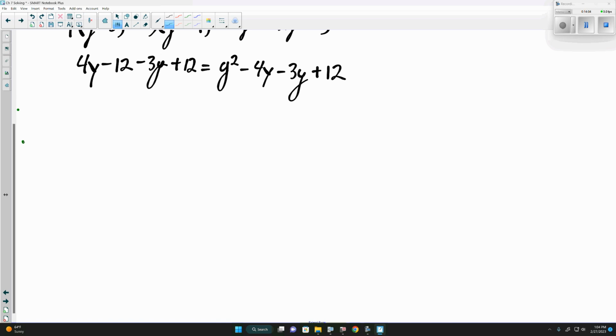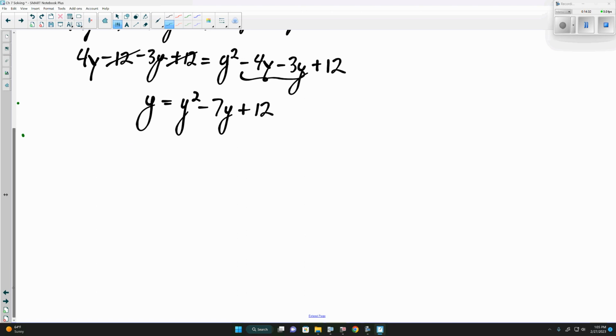Now at this point here, we combine like terms. 4y minus 3y is 1y. Negative 12 plus 12 is 0. These are gone. Equals, well, we still have y squared. Negative 4y minus 3y is negative 7y, plus 12.